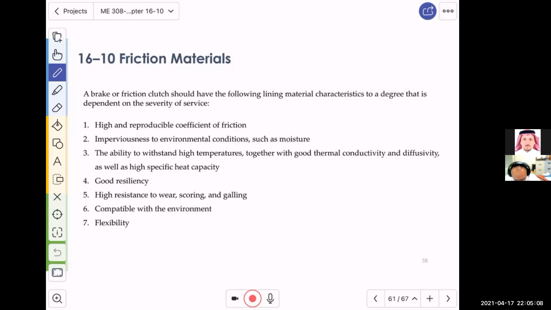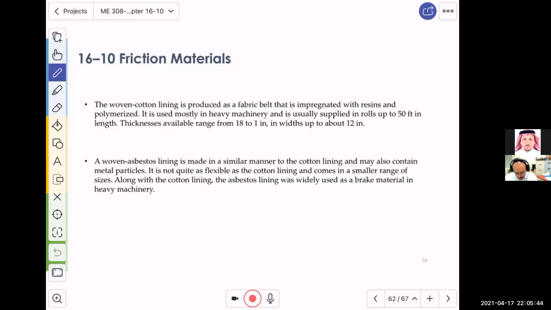And there is consideration of the environment, like moisture, ability to withstand high temperature, together with good thermal conductivity, diffusivity, as well as high specific heat. You need to have resilience, resistance to wear, scoring, and scaling. You need compatibility with the environment as well as flexibility. You can just think about too many features that a frictional material should have.